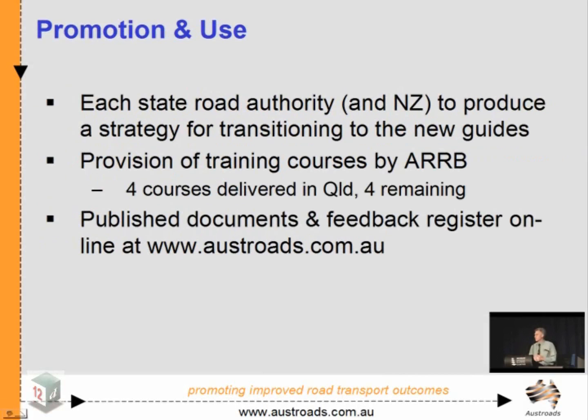Now, what was agreed to by all the states right up front was that each state will begin to use the Austroads guides, and in fact at the end we hope that every state will just use Austroads guides. But to do that we have to come up with a transition strategy to go from the existing, in our case, Road Planning and Design Manual to the Austroads guides. And I'll speak a little bit more on that later. One of the ways we're promoting this is ARRB doing training courses. There's been mainly 1 course held in each state, except for Queensland where we're doing 8. 4 have been delivered so far, and there are 4 remaining.